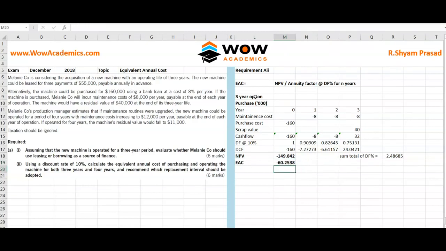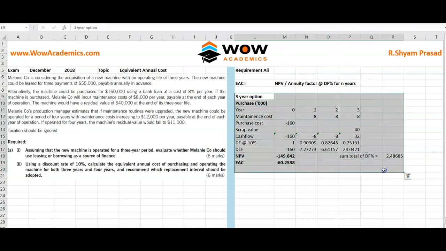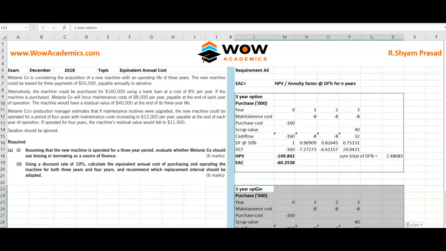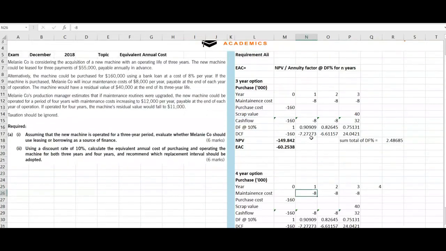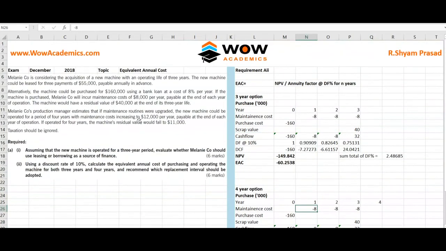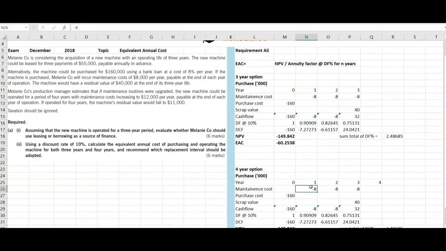Once you have done this, you don't need to do the sum again. You can just copy it and paste it. So now we can work out the 4-year option. Just add another year. The cash flows are going to be different. The maintenance cost is going to be 12,000 per year, so convert this to minus 12. Copy it and paste for all the years.